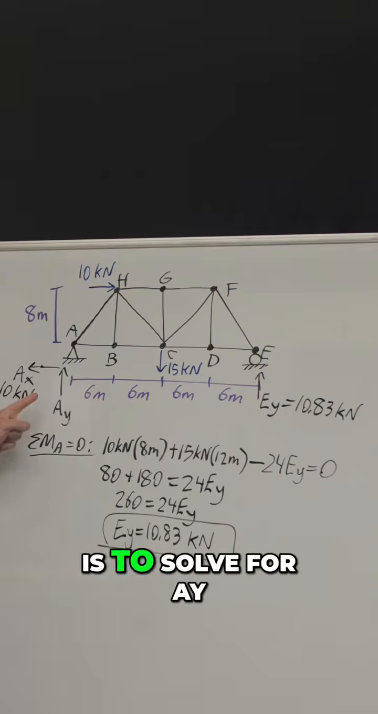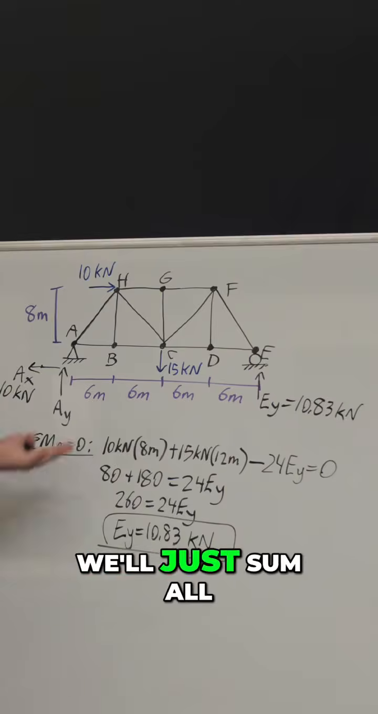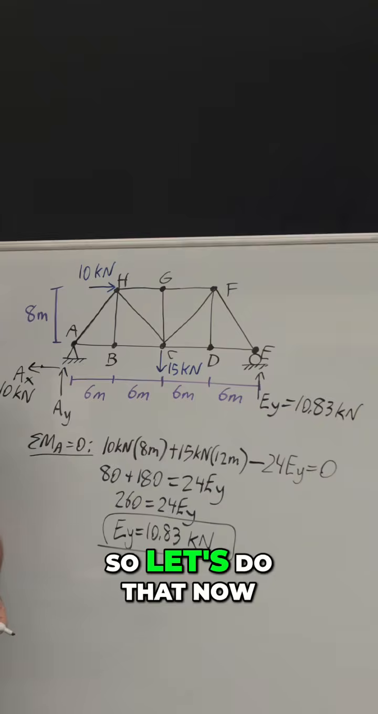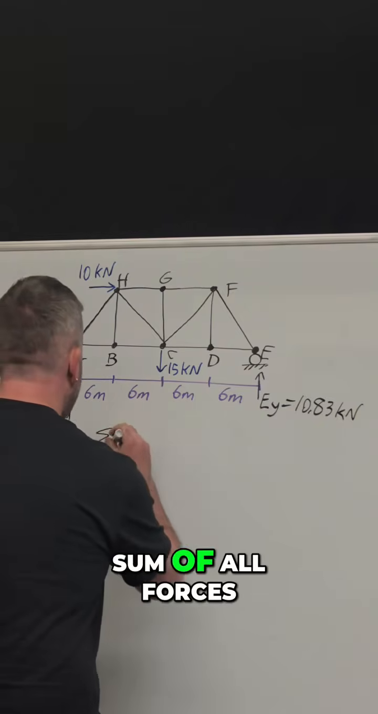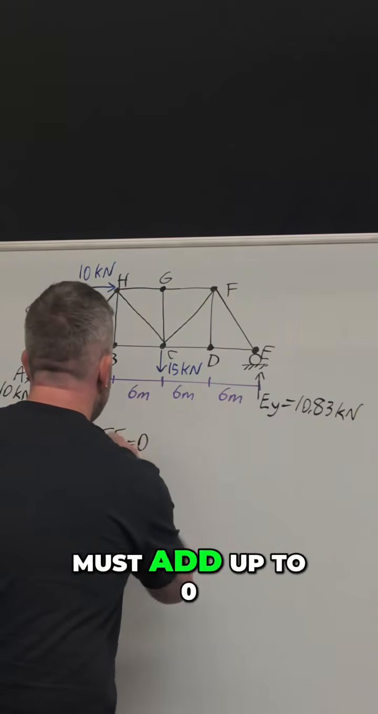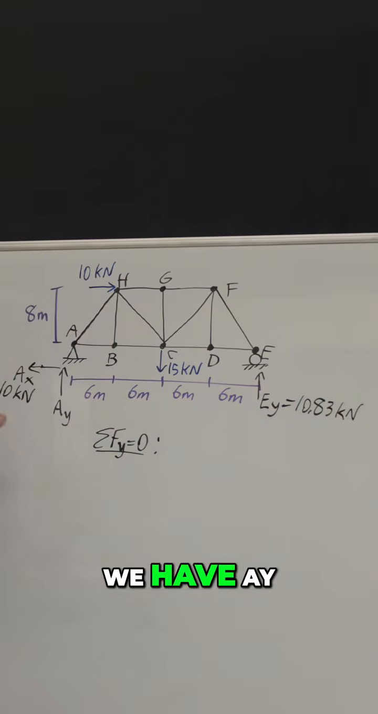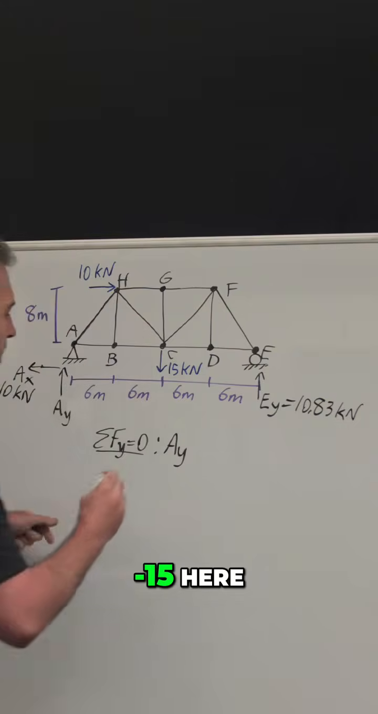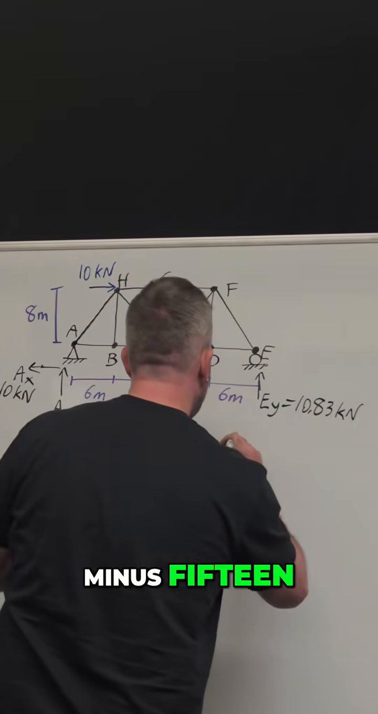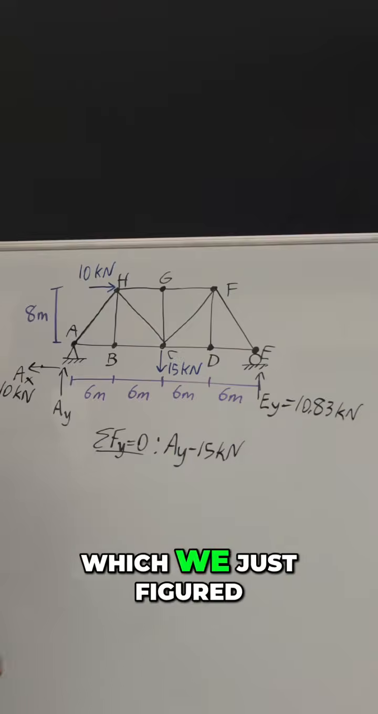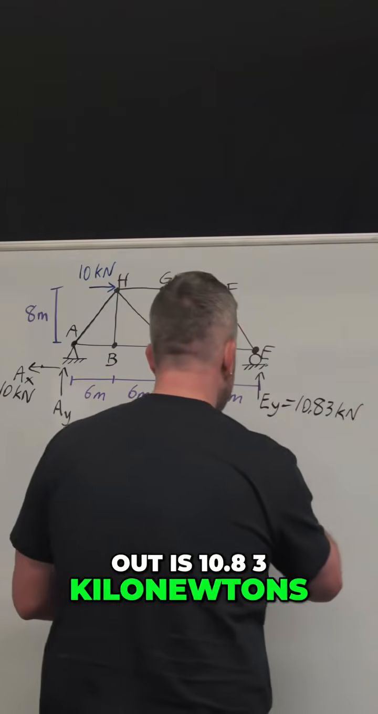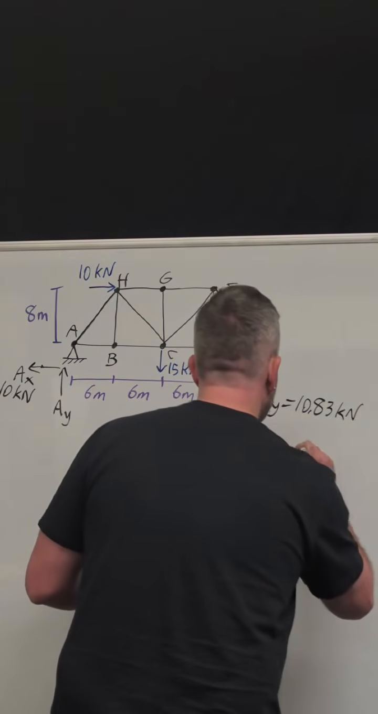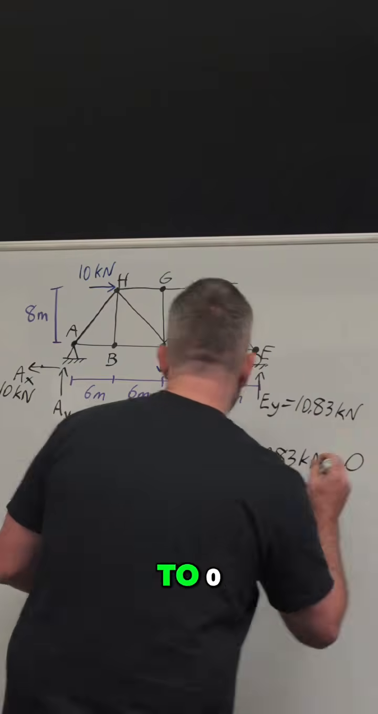And the final step is to solve for AY. To do that, we'll just sum all forces in the Y direction. Sum of all forces in the Y direction must add up to 0. We have AY, which is what we're solving for, minus 15 here, minus 15, and then plus EY, which we just figured out is 10.83 kilonewtons. And all of that has to add up to 0.